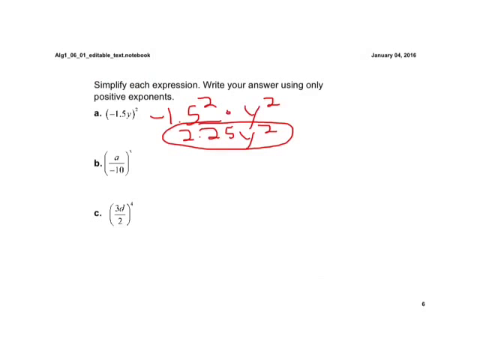2.25 times y squared. B, this is actually to the third power. It's kind of hard to see there. Now we're going to distribute it to top and bottom. So we have on top, we have a cubed, or to the third power. And on bottom, we have negative 10 to the third power. Okay, again, do the math.